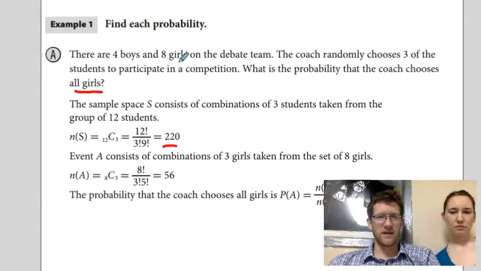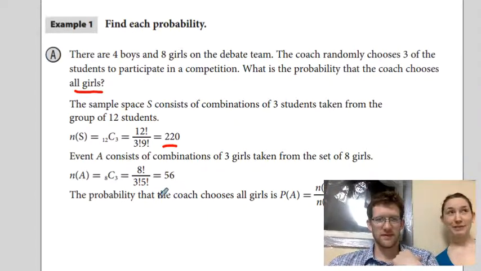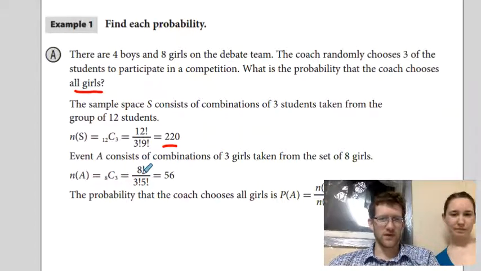Well, how many of these 12 students are girls? 8. And how many of them are we choosing? 3. We're choosing 3, so it's 8 choose 3 combinations, which gives us 8 factorial over 5 factorial and 3 factorial, a grand total of 56.